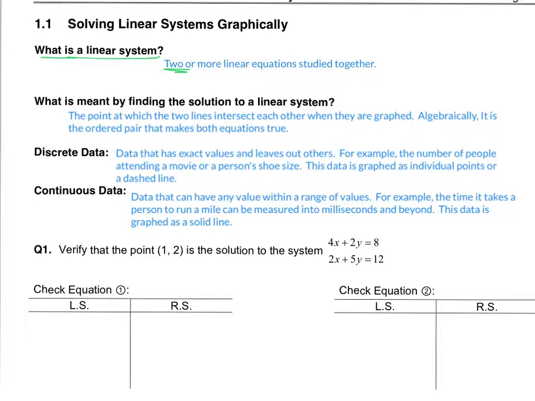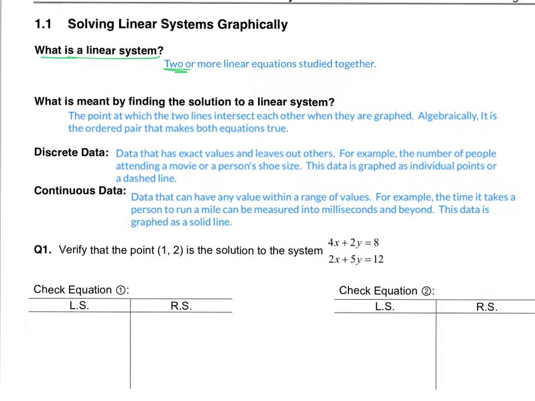A couple other things I wanted to review with you is discrete data. Those are data values that will be exact values and you're leaving some values out. For example, if you're counting how many people attend a movie, you could have 0 people, 1 person, 2 people, 3, 4, 5, 6, but it doesn't make sense to say you've got 1.5 people or 1 3/4 people. You won't have part values. We're leaving some values out.